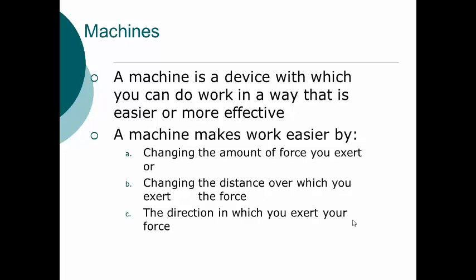Keep in mind that when we say the word machine, it's a device with which you can do work in a way that is easier or more effective. So they can make work easier by changing the amount of force that you put in, changing the distance over which you exert the force, or by changing the direction in which you exert your force. We'll take a closer look at all 3 of these things throughout our unit.